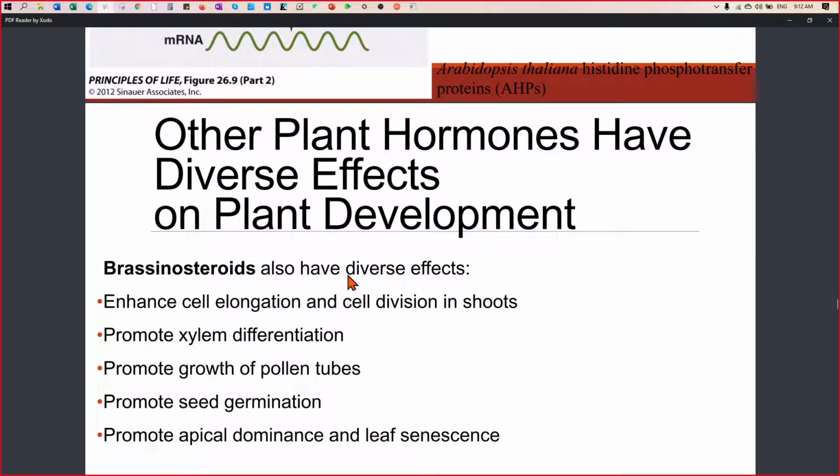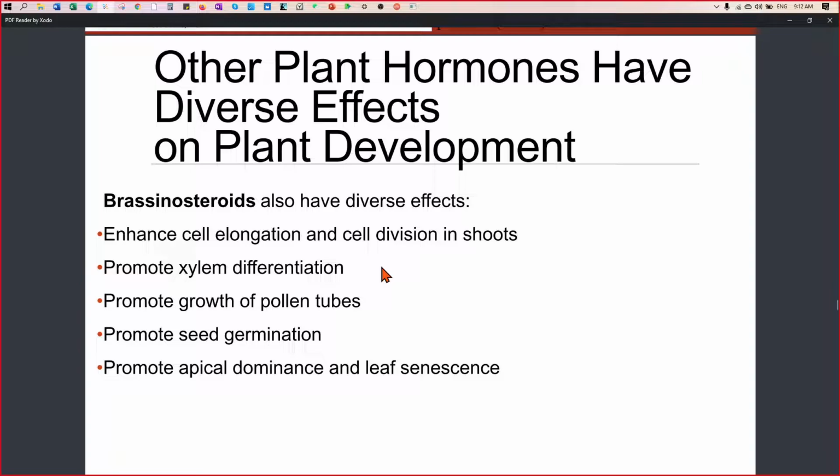Okay, what about other hormones? Brassinosteroids. I don't think you learned a lot about this before, right? Basically, it enhances cell elongation, promotes xylem differentiation, growth of pollen tubes, and so on. So this actually overlaps with some other PGRs.